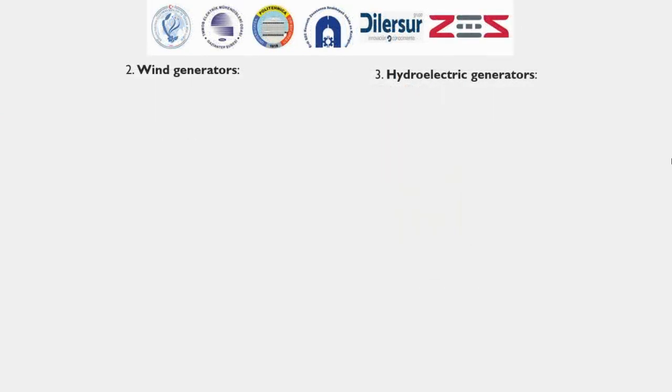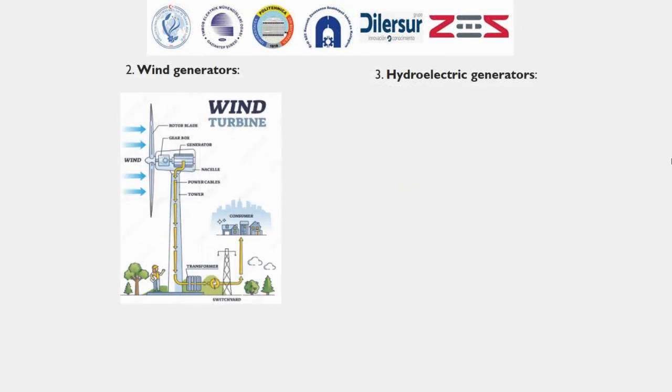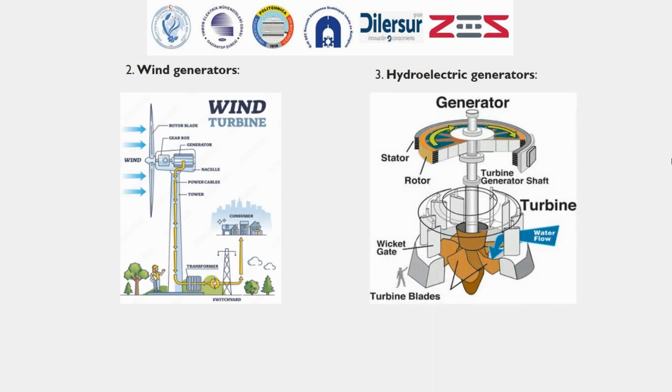2. Wind generators. These generators use wind energy to produce electricity. The blades rotate in response to the wind and convert the rotational motion from their movement into electricity. 3. Hydroelectric generators. Hydroelectric generators harness the kinetic energy of rivers, streams, or waterfalls. They usually use water wheels or turbines that drive the generator to produce electricity.